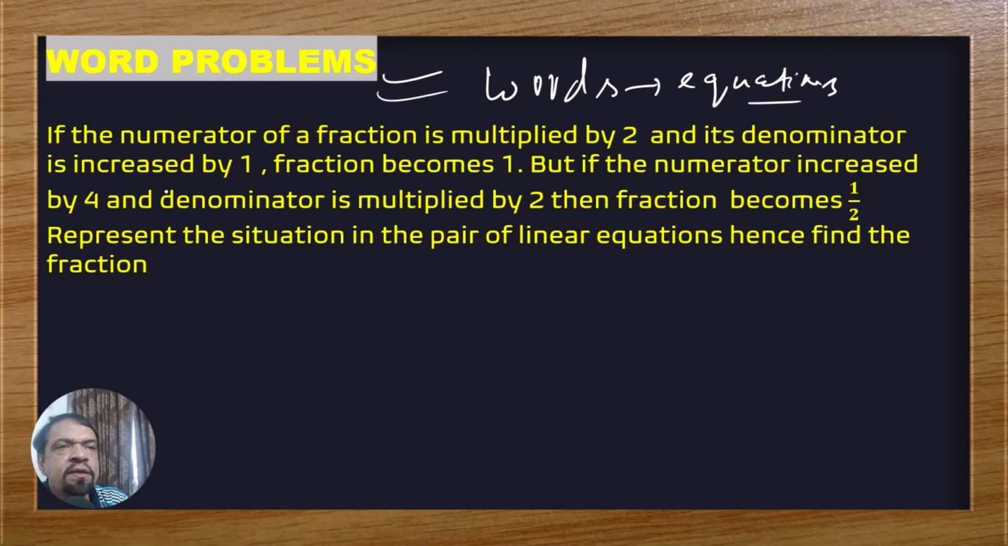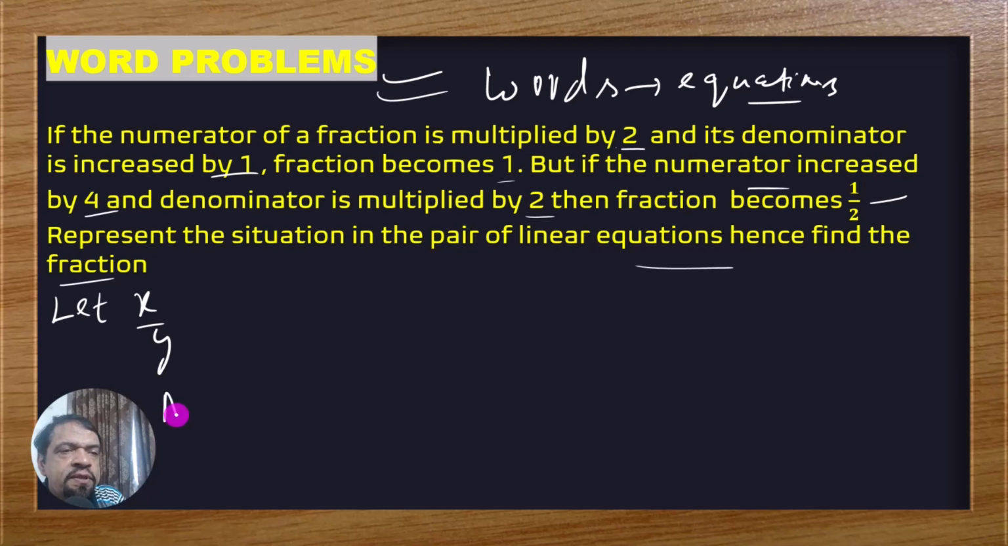So I consider this question. Focus on this question. If the numerator of a fraction, you know x upon y in p by q form, is multiplied by 2 and its denominator increased by 1, the fraction becomes 1. Second situation, if the numerator increases by 4 and the denominator is multiplied by 2, then the fraction becomes 1 by 2. Represent this situation in a pair of linear equations and hence find the fraction. So as usual in mathematics, let the fraction be x upon y.